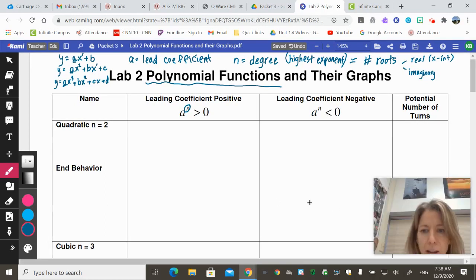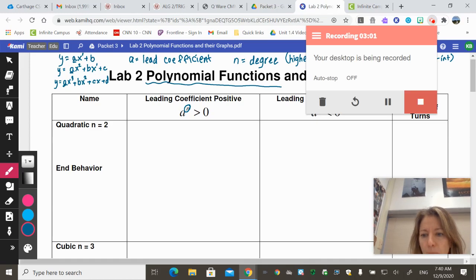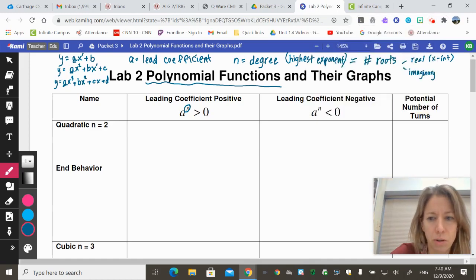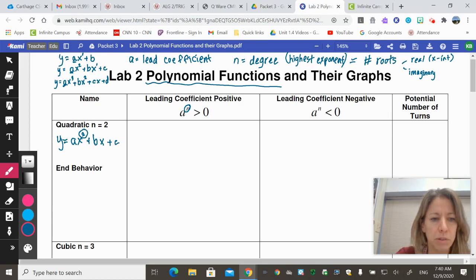Now we're going to actually graph the pictures. We talked about this a little bit in Lab 1. We're going to be more thorough with this in this lab. The first one we're going to talk about is the quadratic. Again, the general form of a quadratic is y equals ax squared plus bx plus c. So this is a second degree, and it should have 2 roots.